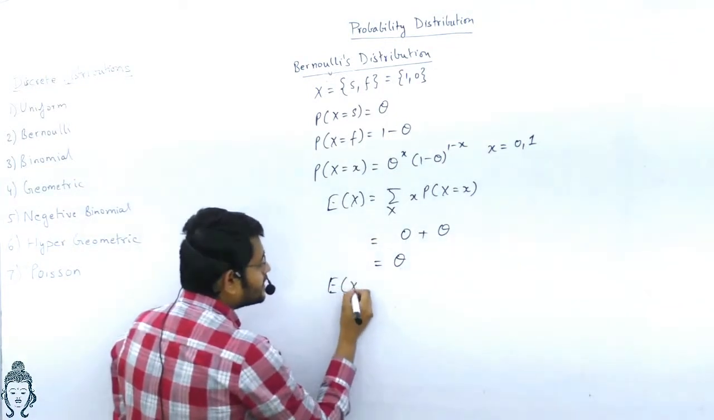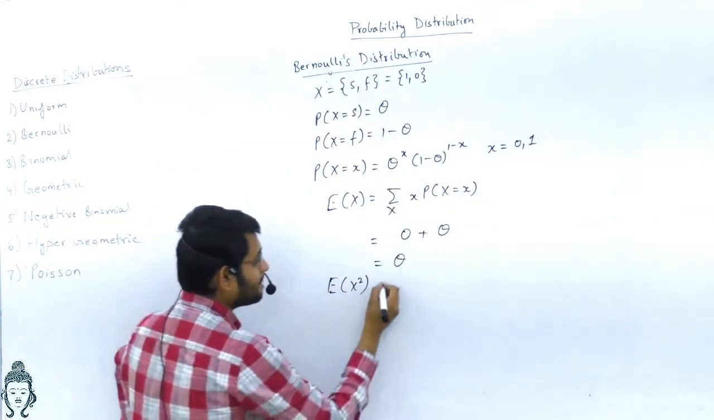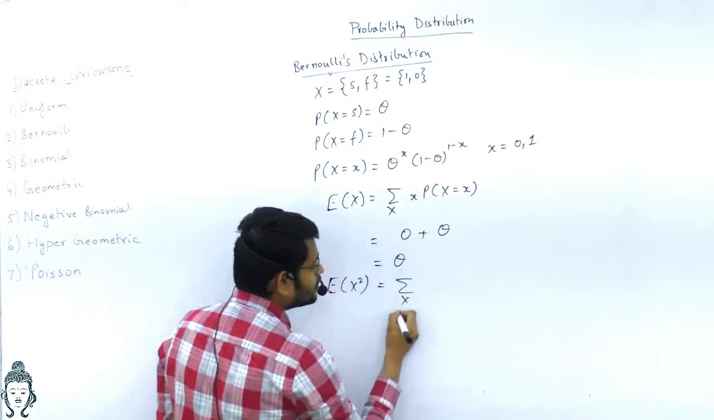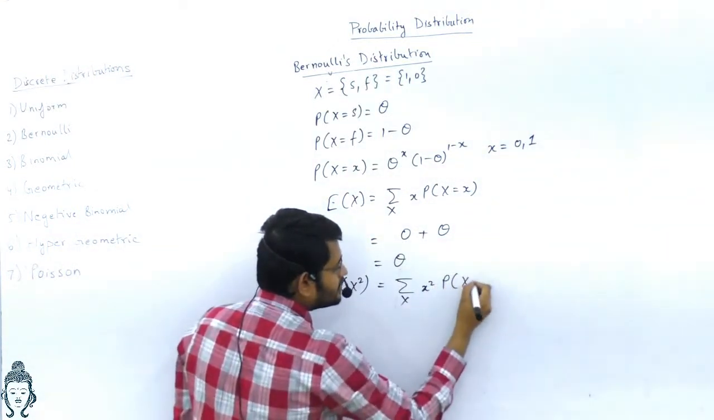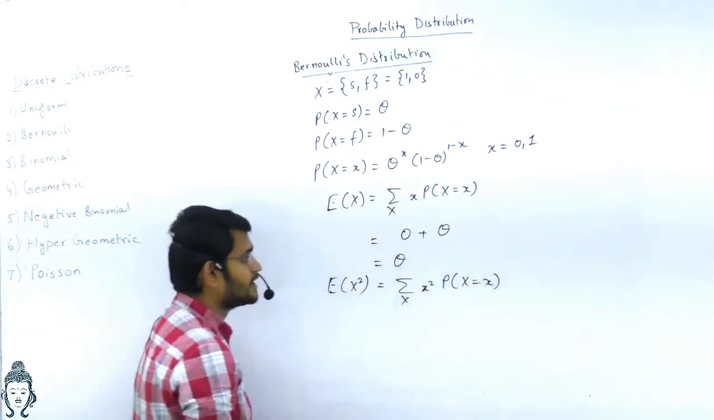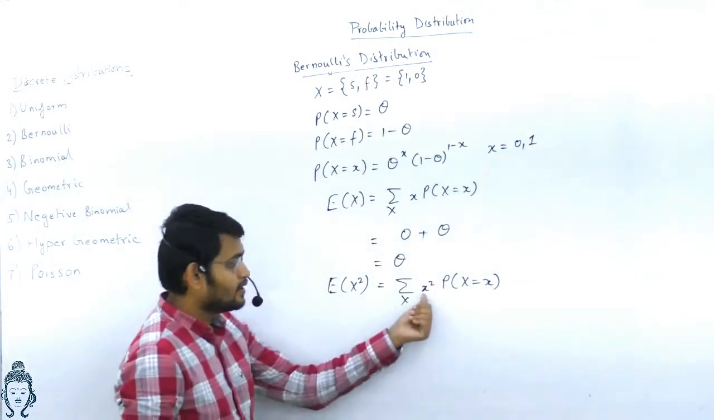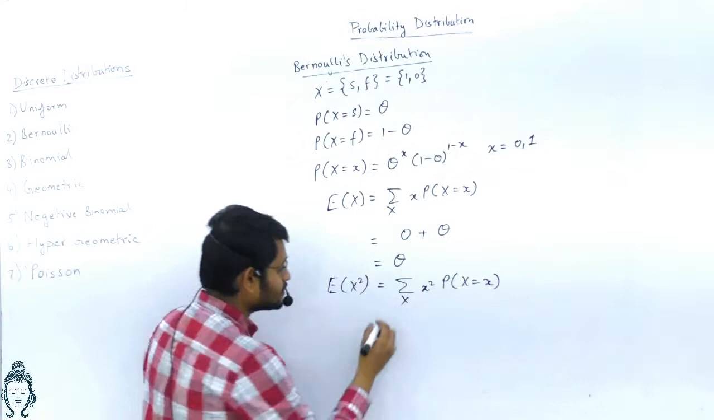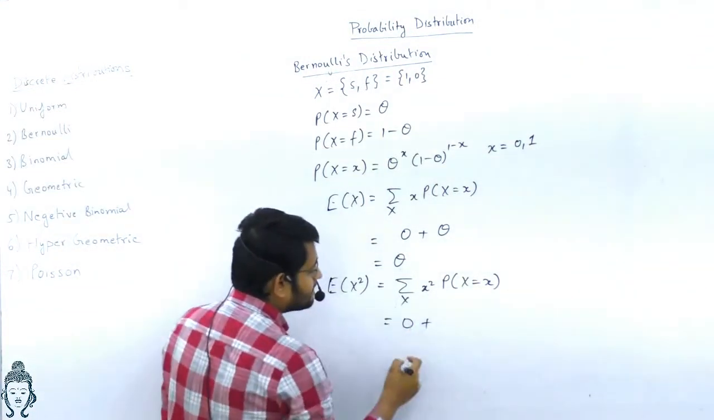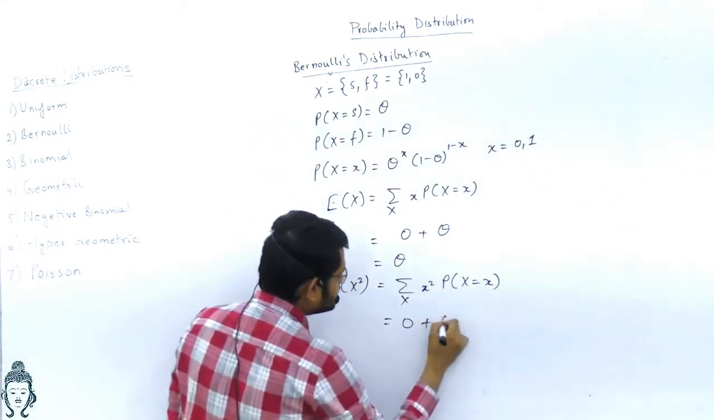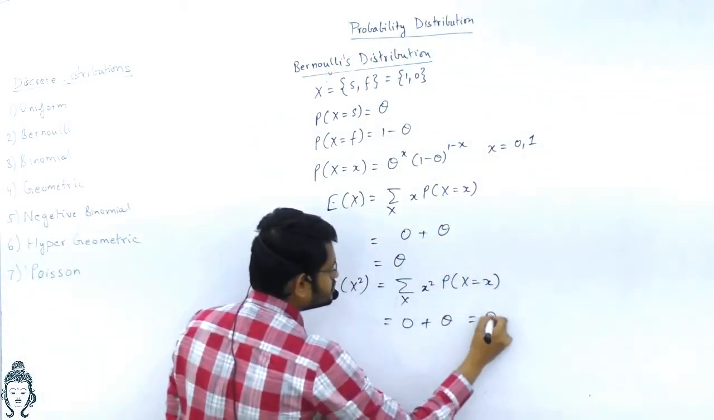Let's find the expected value of x square. That is the summation over all values of x square into the probability that X is equal to x. Again, for 0, this value is going to be 0. For 1, x is equal to 1, we get theta. So again, this is also theta.